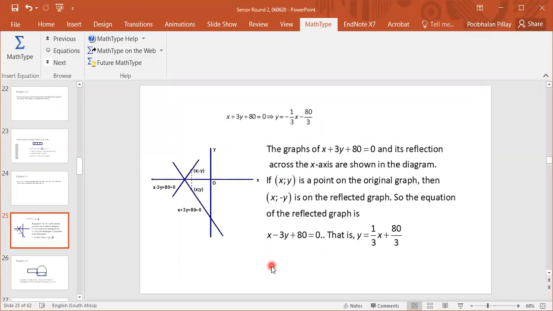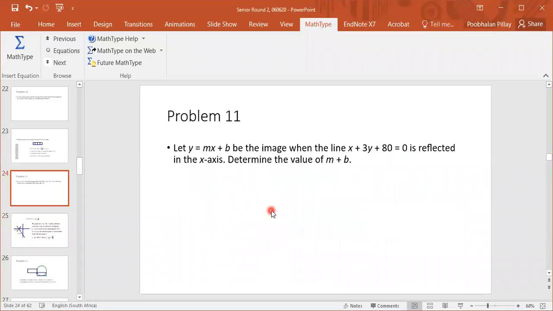Okay, here now we are looking at graphs. Let's look at this question again, because it's a little bit tricky. It says you have a straight line, given: x plus 3y equals 80. Then they say there's a new line, which is the image when this given line is reflected in the x-axis. What do you mean by saying reflected in the x-axis?